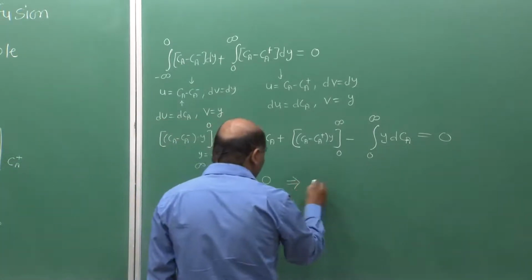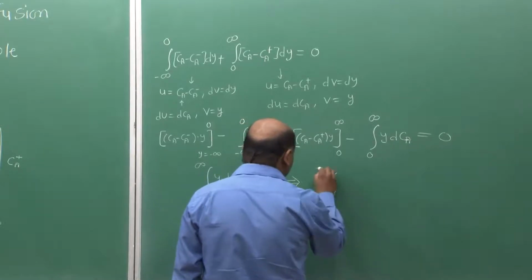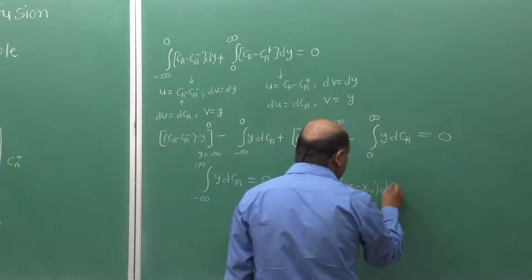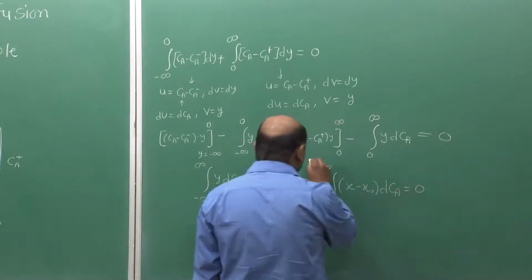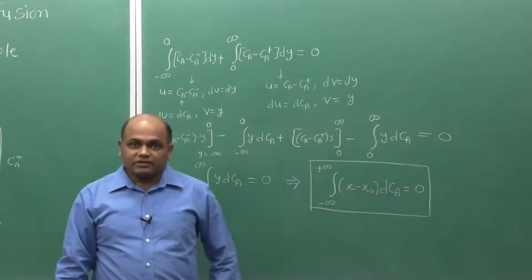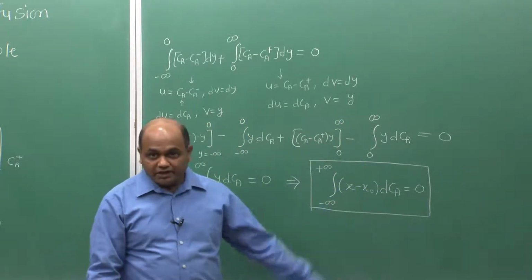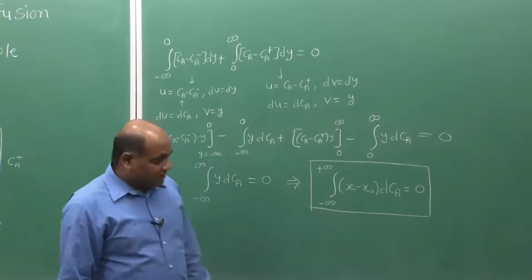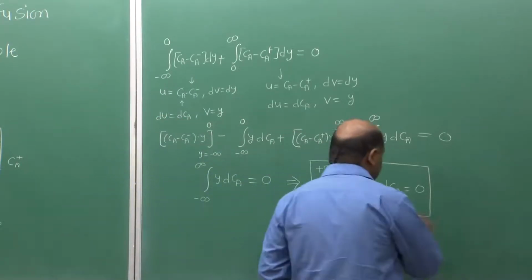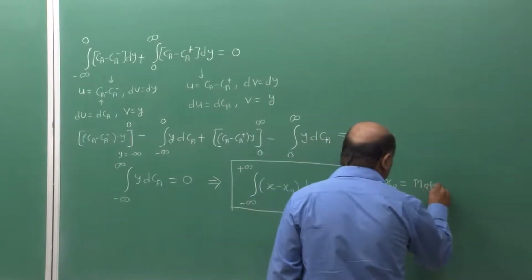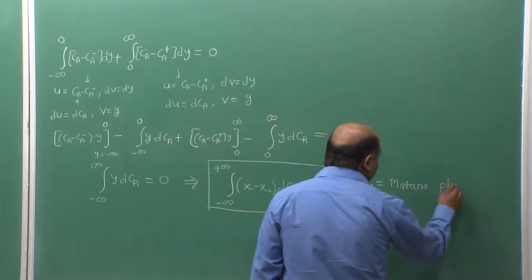If we substitute for y, we get the integral from minus infinity to plus infinity of x minus x naught dCa should be equal to 0. And this is the equation that we use for locating the initial contact plane from the experimental concentration profile. This was proposed by Matano. So, this plane x naught is also referred to as the Matano plane.